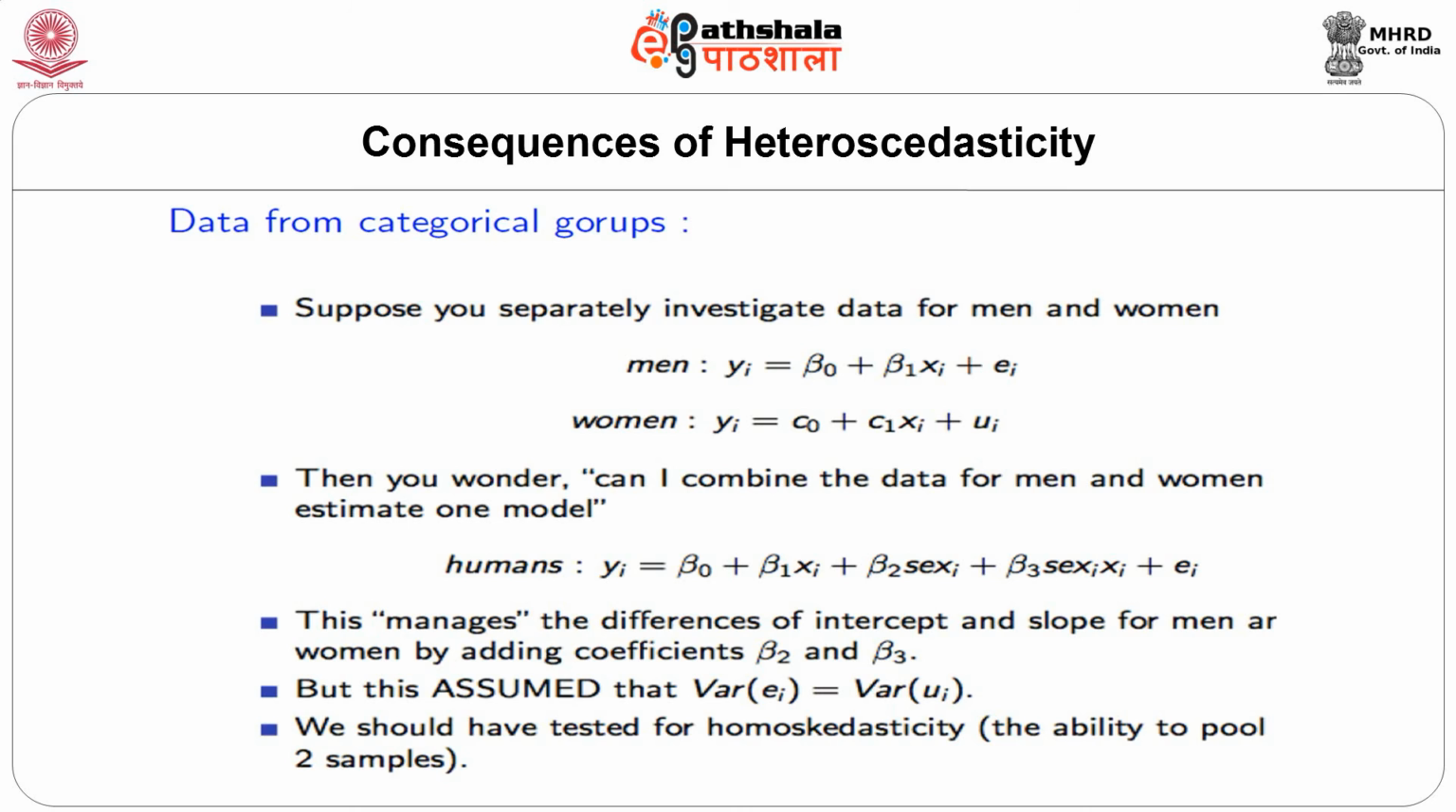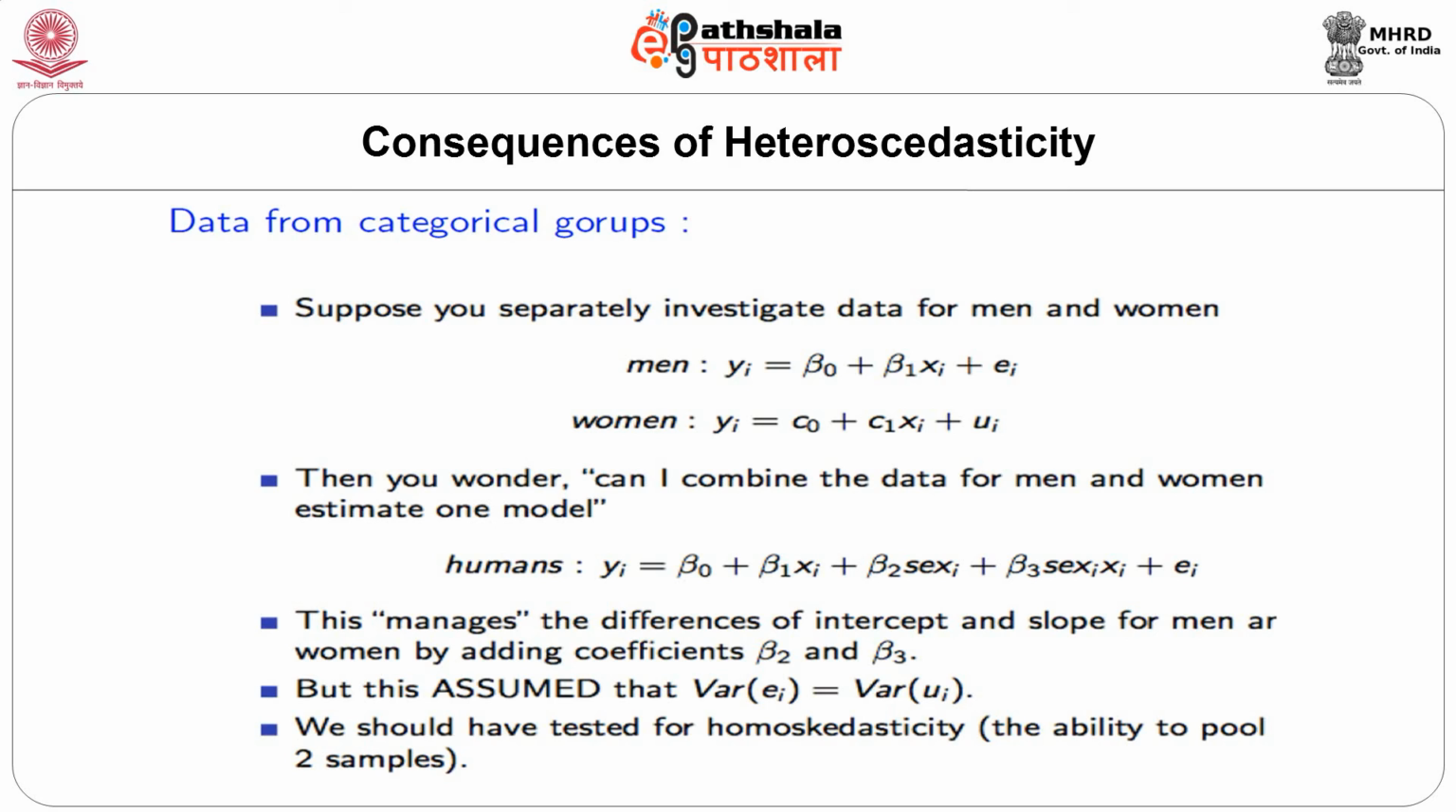Another method that can be used is that data from categorical groups can be combined together. Suppose we separately investigate data for men and women. For men, the regression equation is yi equals beta naught plus beta 1 xi plus ei, where ei is the error term. In case of women, it is yi equals c naught plus c1 xi plus ui. Then we can wonder, can I combine the data for men and women to estimate one model?